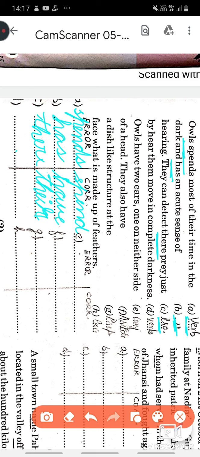Let's go for the D part. They can detect their prey just by hear them. Now I'm stuck up here. Here should be hearing. By is always followed by an ing verb.